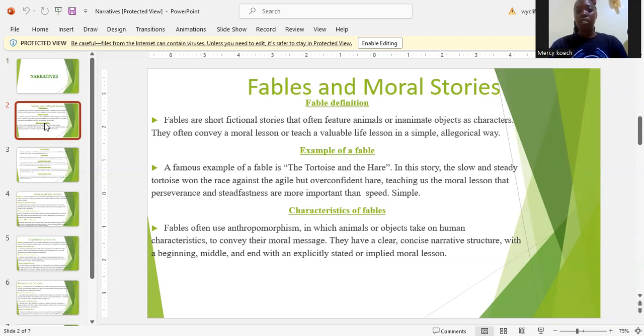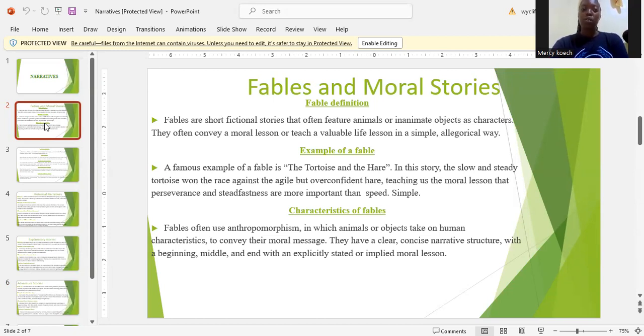Example of a fable. A famous example of a fable is the tortoise and the hare. In this story, the slow and steady tortoise won the race against the agile but overconfident hare, teaching us the moral lesson that perseverance and steadfastness are more important than speed. Simple.